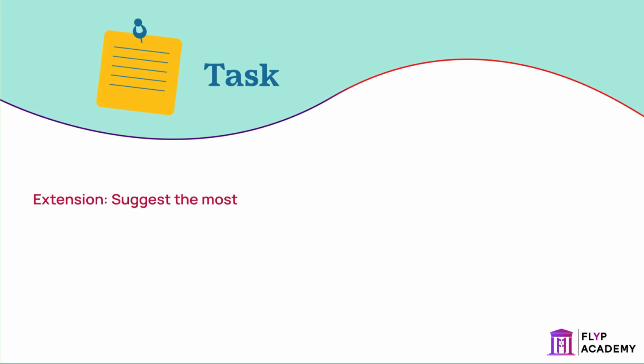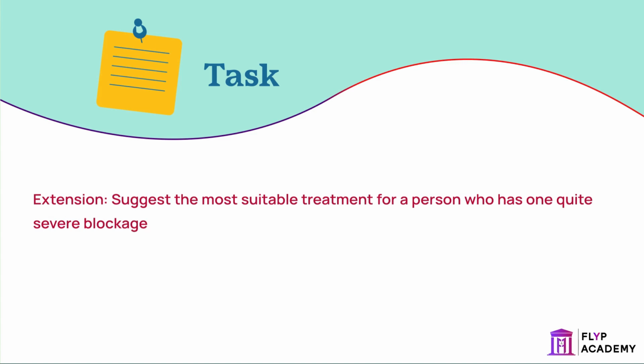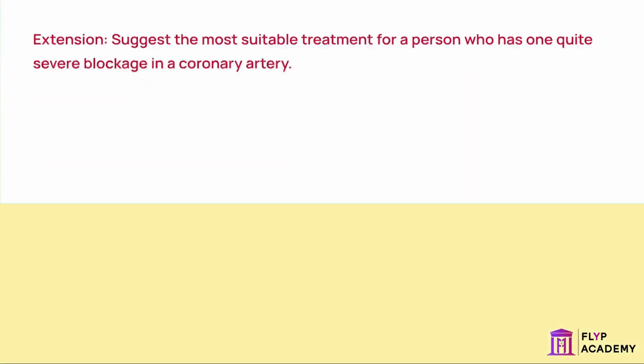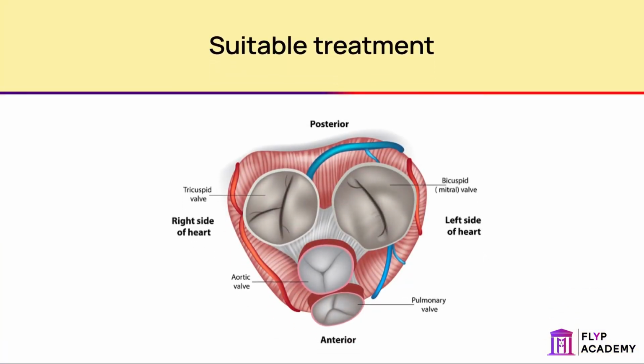Extension. Suggest the most suitable treatment for a person who has one quite severe blockage in a coronary artery. For a single blockage, a stent may be the best course of action, as it will hold the coronary artery open so that blood flow is not restricted. In very extreme cases, coronary bypass surgery can be performed. This is where an artery, taken from somewhere else in the body, is used to bypass the blocked artery to carry blood to the heart.